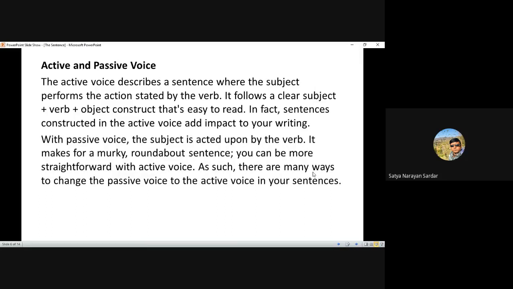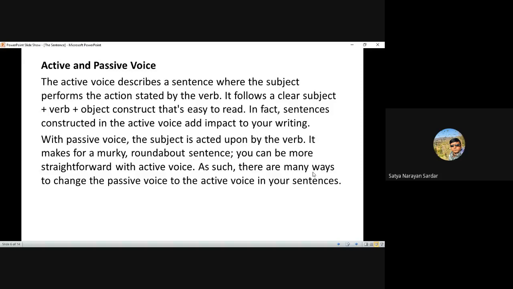That means what? With the passive voice, the subject is acted upon by the verb. Murky, roundabout sentences can be more straightforward with active voice. As such, there are many ways to change the passive voice to the active voice in your sentence. Before I go towards more exercises in a more specific way, let me tell you, there are so many things around us about which we cannot mostly use active voice, we use passive voice, though we know about the use of active voice also.